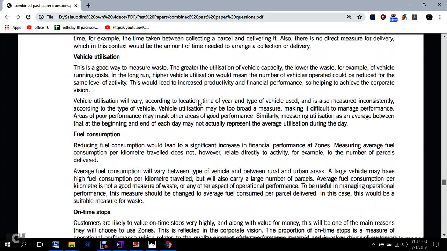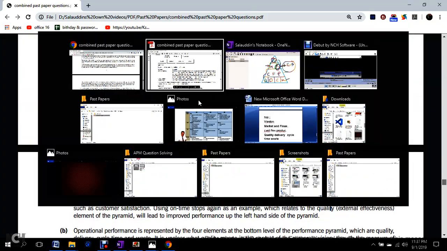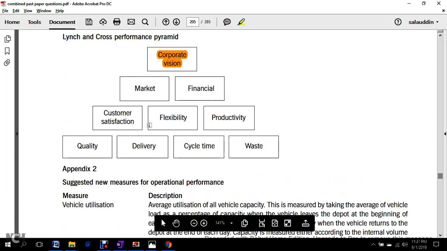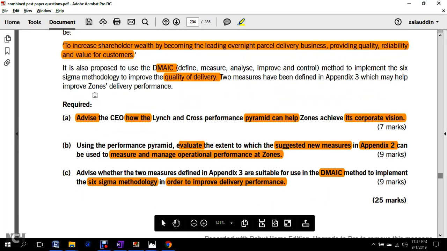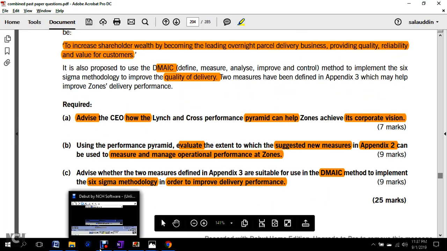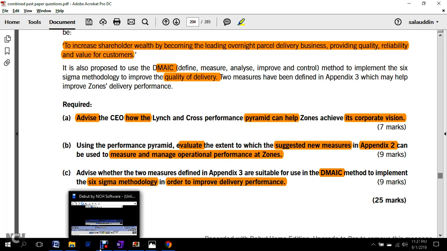Then let's see the requirement B. I'm taking a short break. It's not a break for you because I'm pausing the video.